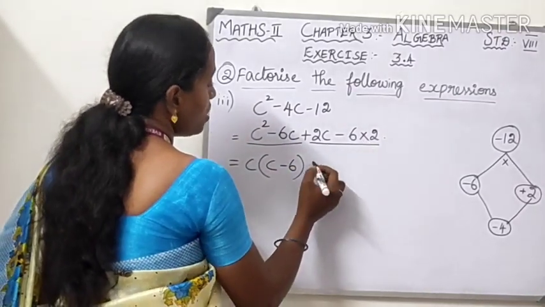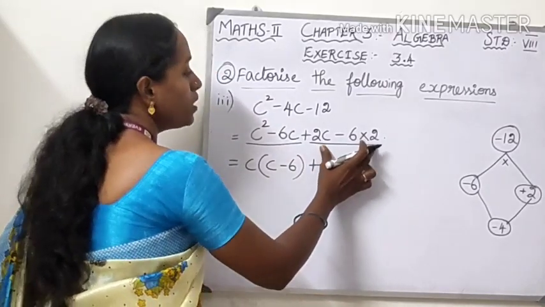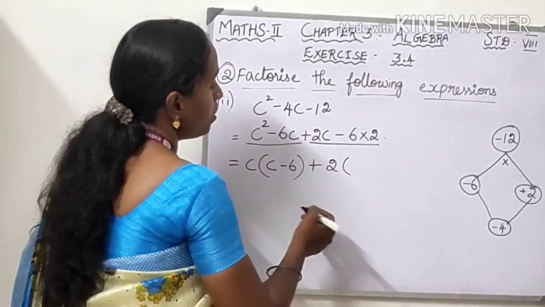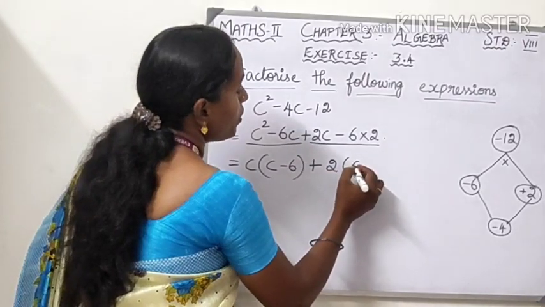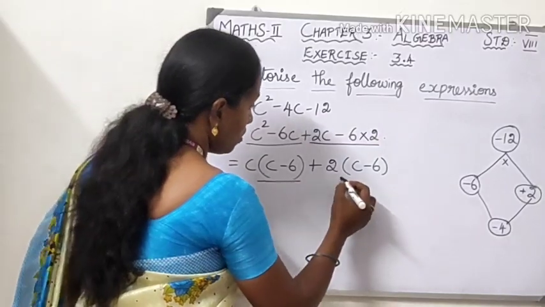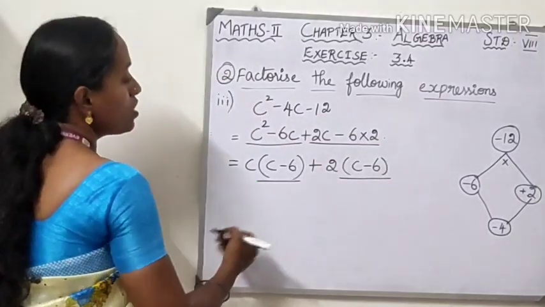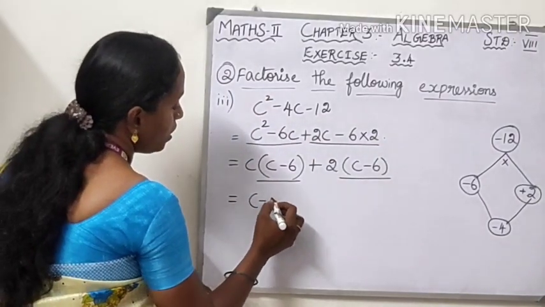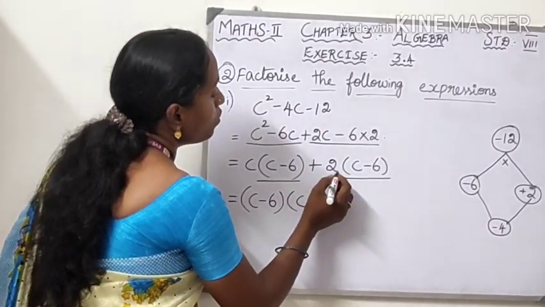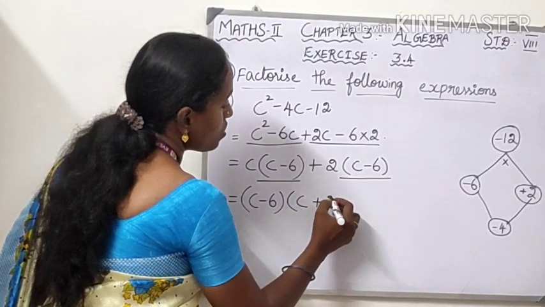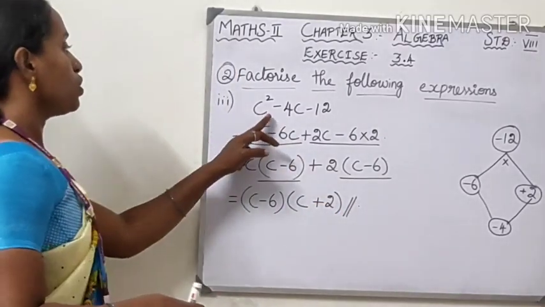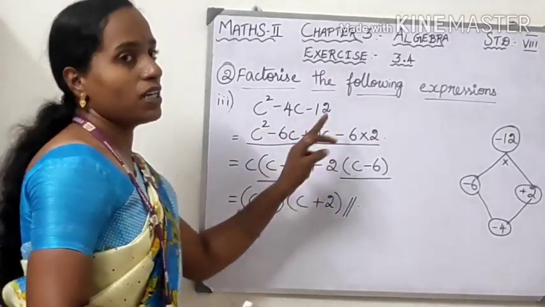Then coming to these two terms, which can be the common term? Yes, it is 2. So 2 is a common term outside the bracket. So inside the bracket I will be getting c minus 6. Now you can check it out. c minus 6 is your common term. So you can write c minus 6 as a common term. So c, here we have 2 as the remaining. So c plus 2. So these are the factors for our given question, c square minus 4c minus 12.